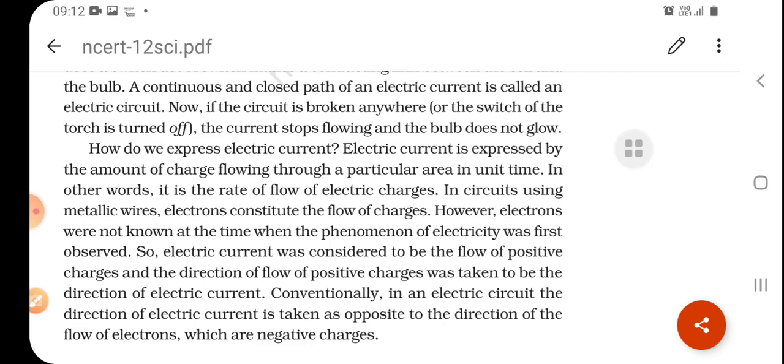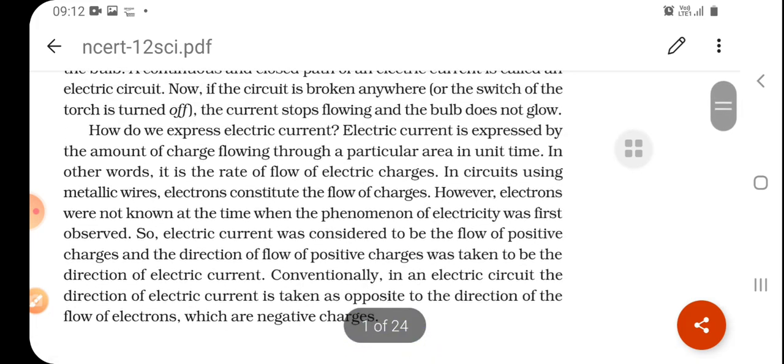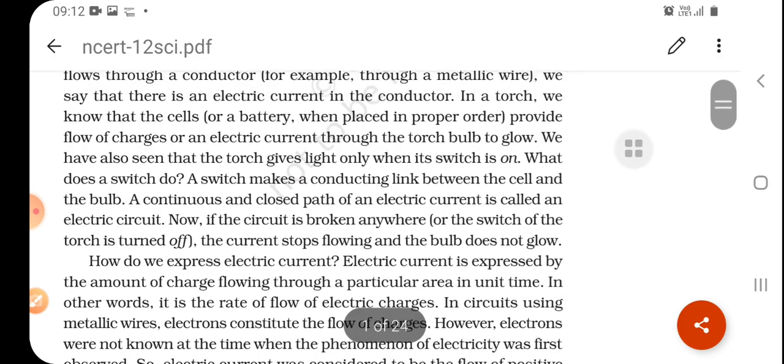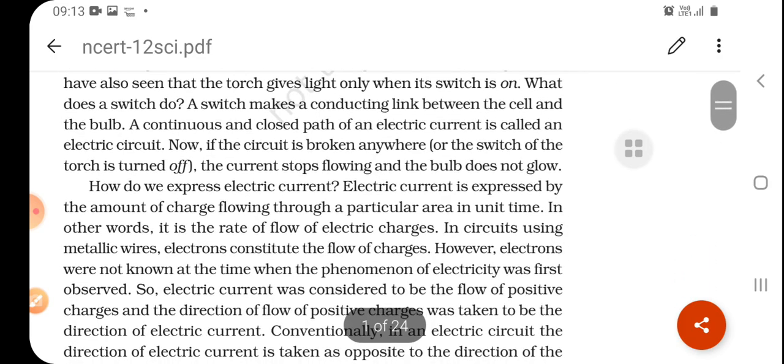In an electric circuit, the direction of electric current is taken as opposite to the direction of the flow of electrons, which are negative charges. So what is important is that it is based on the flow of electrons. The flow of electrons is opposite to the electric current. So in this paragraph we have studied the electric circuit, electric current, flow of electrons, and the reason for the electric currents.